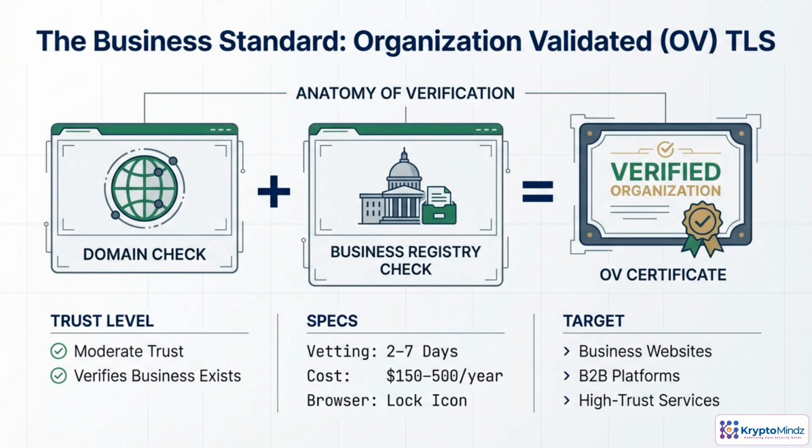The result is a moderate but meaningful level of assurance. Users don't just get encryption, they get evidence that the site belongs to a legitimate business entity. That's why OV is commonly used for corporate sites, B2B platforms, and services where customers expect to be dealing with a verified organization, not just anyone who can spin up a domain.